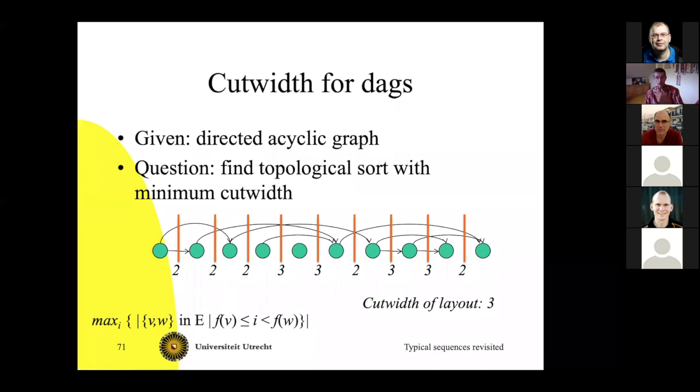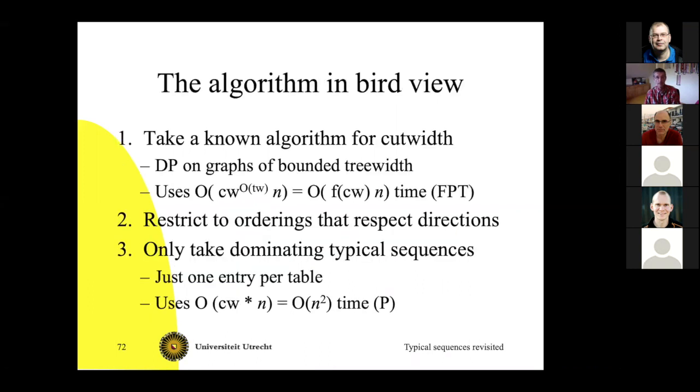Now, for arbitrary directed acyclic graphs, this problem is NP-complete, but for series parallel graphs, we have a quadratic algorithm. And the algorithm is basically of the following form. We just take the known FPT algorithm for cut width, for undirected cut width. This was, I think, classic work for a long time.